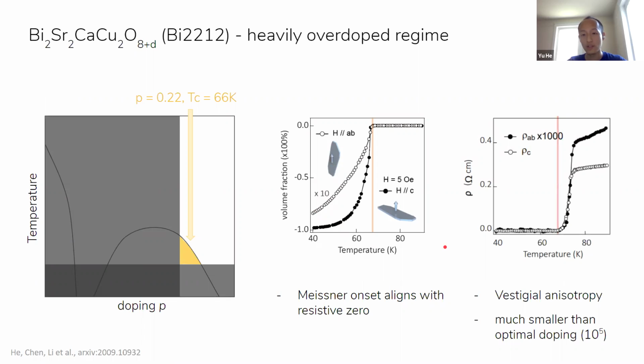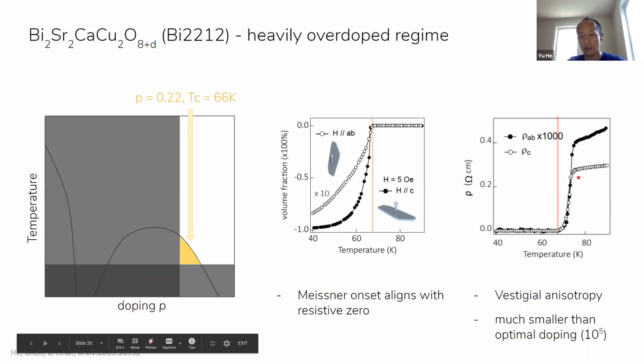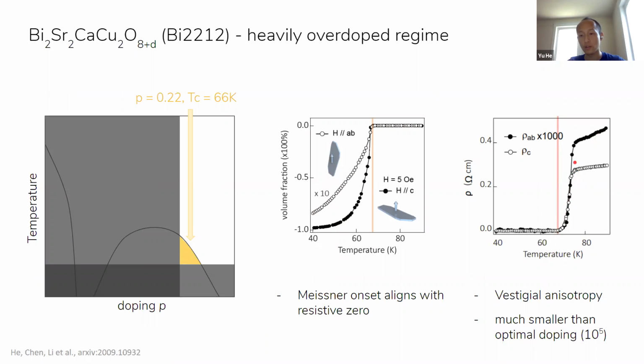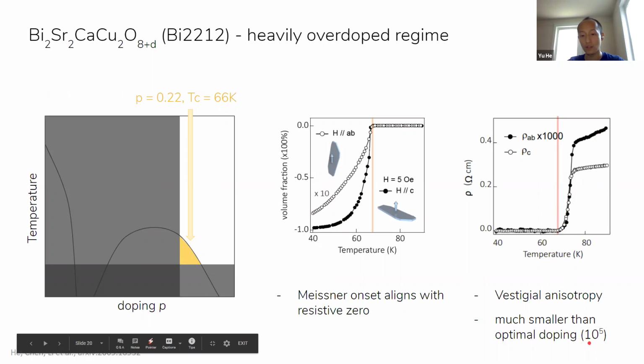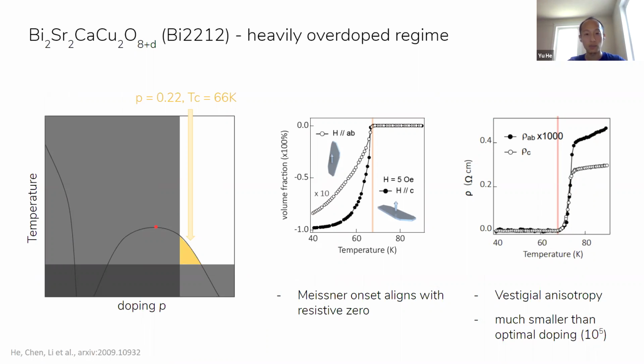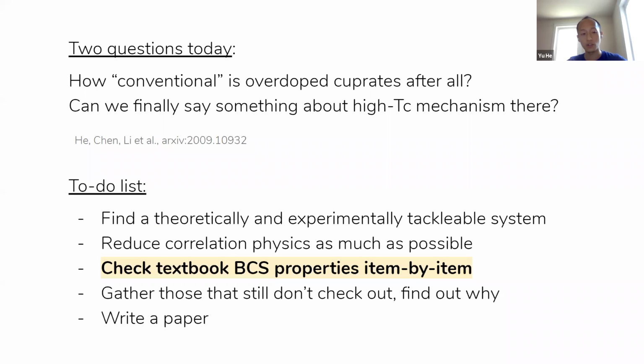In the meantime, we can also measure resistivity both in the ab plane and along the c-axis. First, the resistive zero temperature aligns with the diamagnetic signal onset temperature, which is consistent with superconducting behavior. The second thing is that the resistive anisotropy is now reduced to only a few hundred. It's still respectable, but it's reduced by more than 2 to 3 orders of magnitude compared to optimally doped Bi2212. To put it short, the system becomes a whole lot more metallic and a whole lot more isotropic compared to optimal doping. All right, so now we know we have pushed enough oxygen into the system. We can now start checking textbook BCS properties item by item.